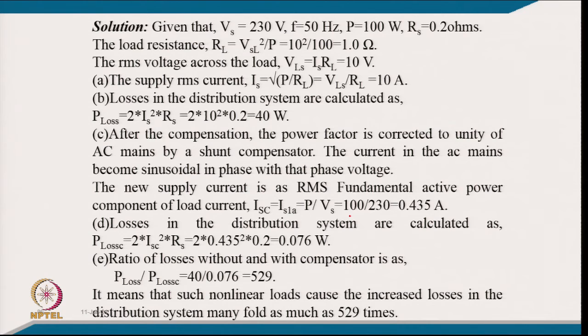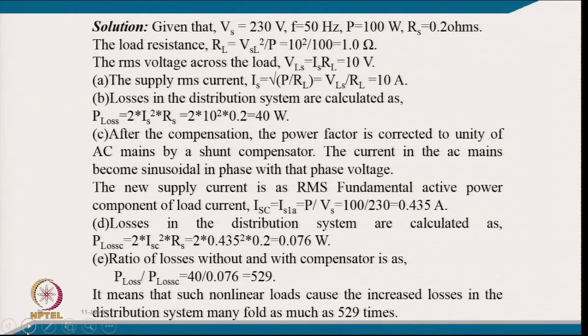The losses in the distribution system are calculated as 2 Is square Rs. So, that is 2 into 0.435 square into 0.2. The loss is 0.076 watt. So, the ratio of the losses without and with compensator is 40 divided by 0.076, so it is about 529. It means that such a nonlinear load causes increased losses in the distribution system by as much as 529 times. So, that is the impact of such a nonlinear load. You have to use it cautiously.